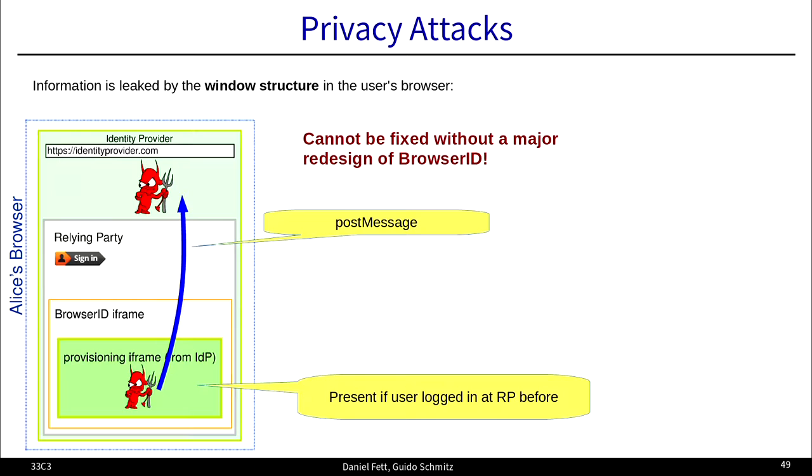And this, unfortunately, cannot be fixed without a major redesign of BrowserID because they relied on all these iframes and so on. So I think this can be considered broken beyond repair. We also found some variants of these privacy attacks, which rely on other mechanisms, but essentially, you get the idea. Privacy in BrowserID is broken.